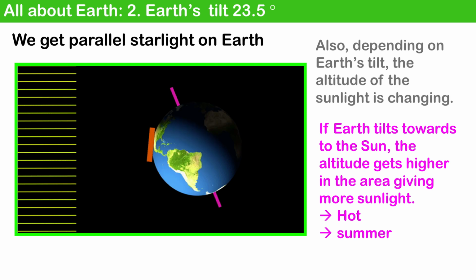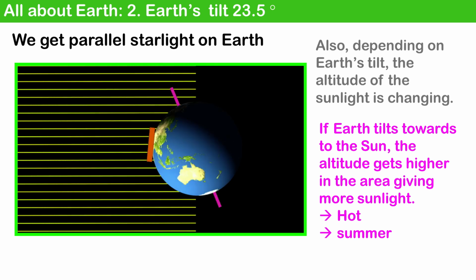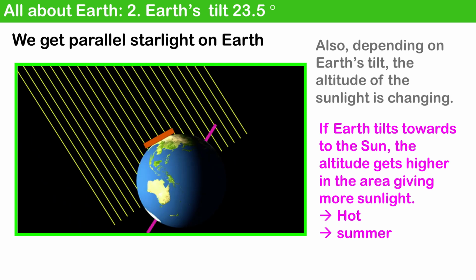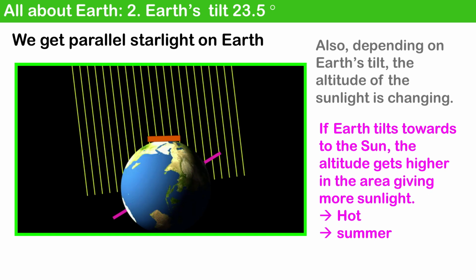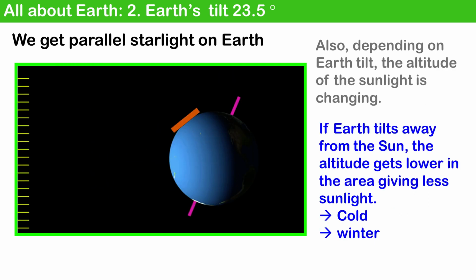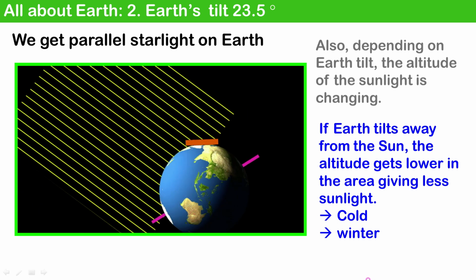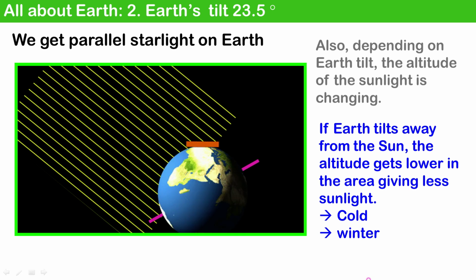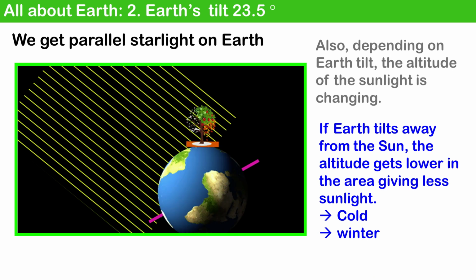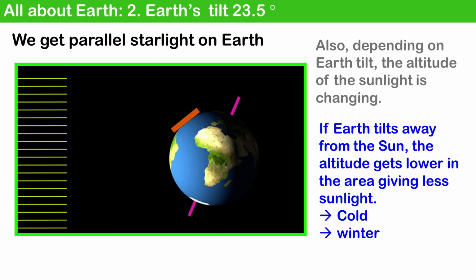The angle of the sunlight is closer to perpendicular in summer. Energy is more concentrated. The southern hemisphere is opposite to the northern hemisphere. If the Earth tilts away from the sun, the altitude gets lower in the area, giving less sunlight. Cold, winter.